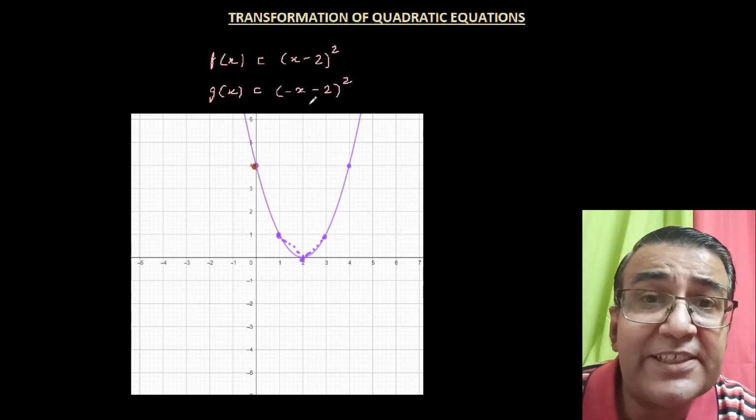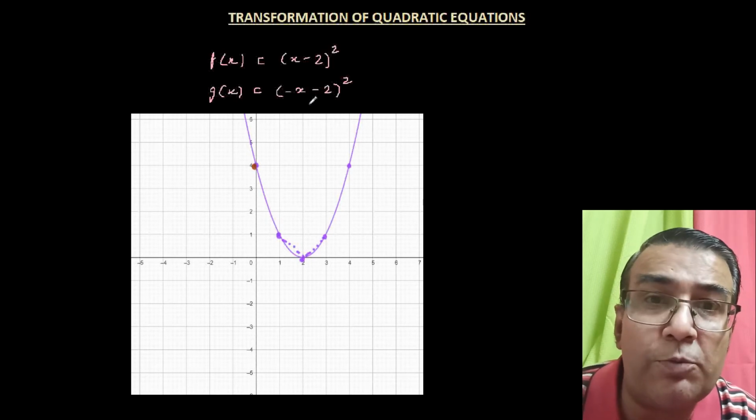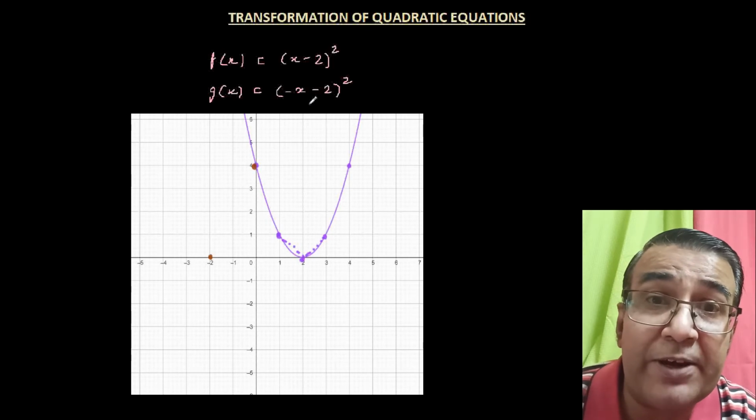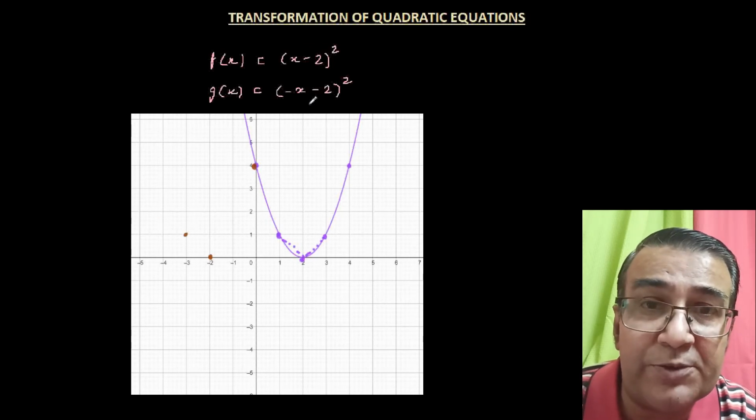Then if we take x as -2, so negative of -2 becomes +2 and 2 minus 2 becomes 0. So the point that we will have is (-2, 0). Then again taking x as -3, so negative and negative becomes positive and 3 minus 2 is 1. So the square of 1 is 1, so that becomes (-3, 1), which will be this point here.